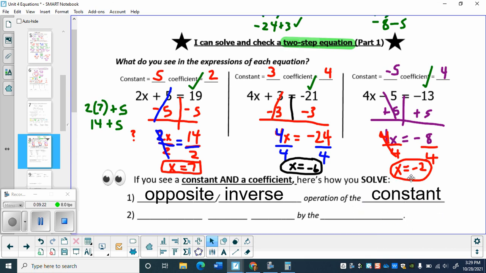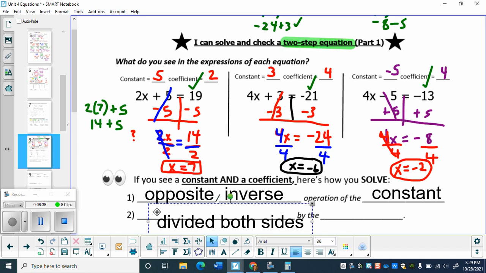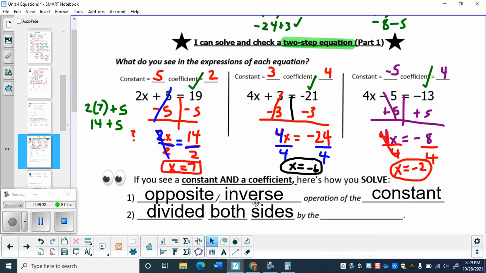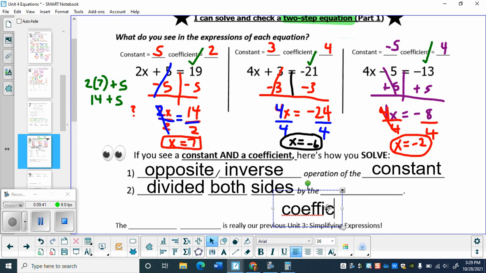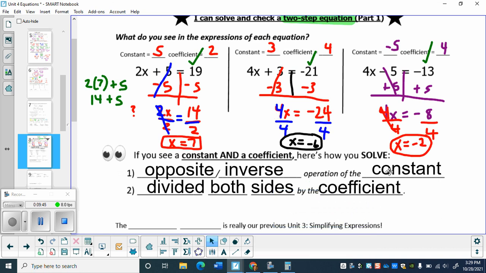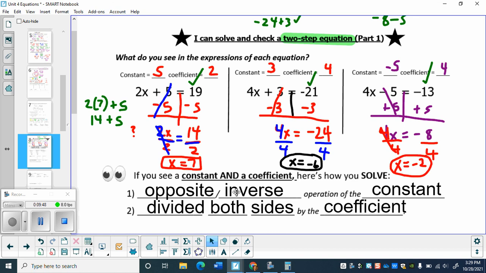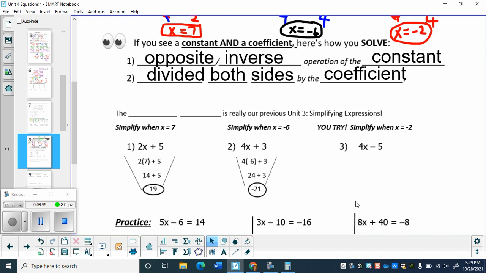Inverse is just a fancy word for opposite. And if we had a positive number, we subtracted. If we had a negative number, we added. So you just did the opposite operation of the constant. And after that, we divided both sides by the coefficient. So those are going to be your steps. Those are the 2 steps. Get rid of the constant, then get rid of the coefficient. You either add or subtract to get rid of the constant, and then you'll divide both sides by the coefficient. Okay?